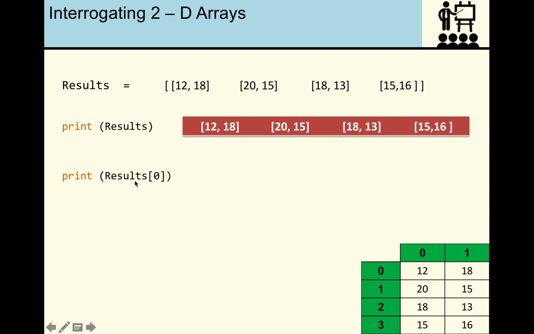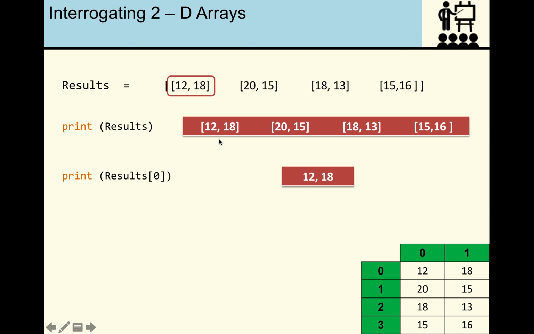Now, if I want to print results 0, so I've just got a 0 there. Well, we need to remember that when we are reading our array, we read our rows first. So if I take a look, this is my row. If I'm printing 0, then I'm reading the row first, and that's going to print Norbert's results. It's just going to print this because that is my first row. The first list within my list is my first row. So I'm going to print 12 and 18.